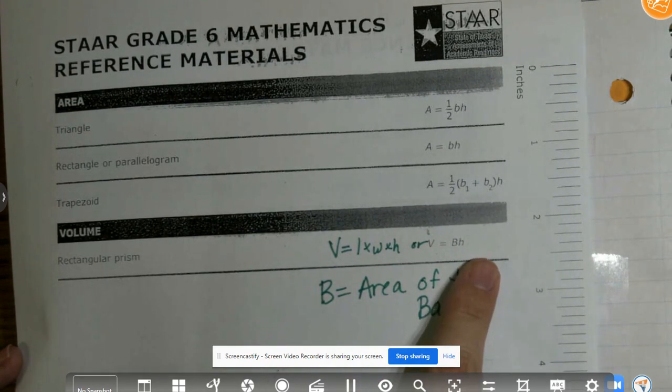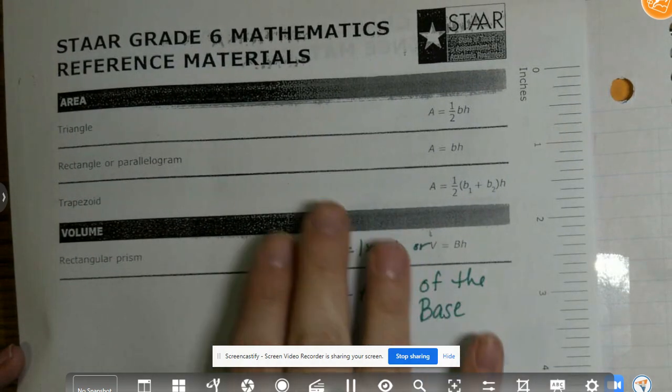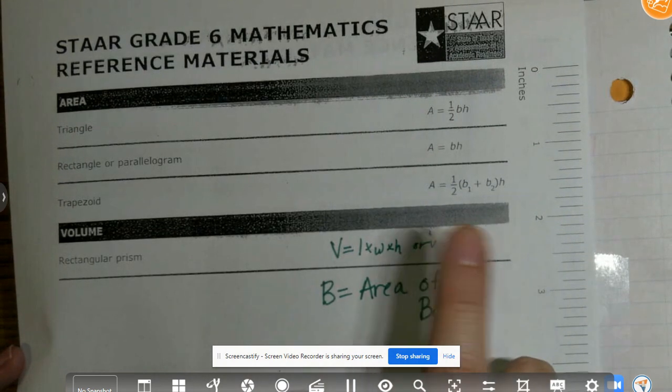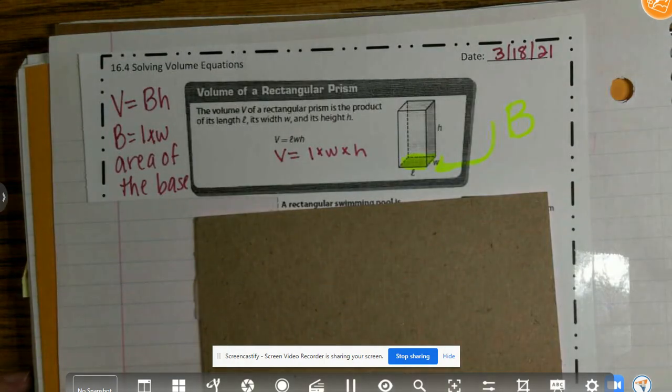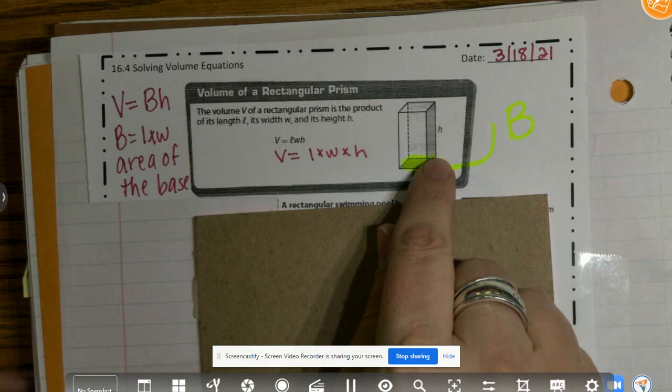About 5 years ago, they had both on there, and then recently they just took one off and had it as the big B times H. So I want you to understand these both mean the exact same thing. And that big B, the area of the base, is just what length times width equals.